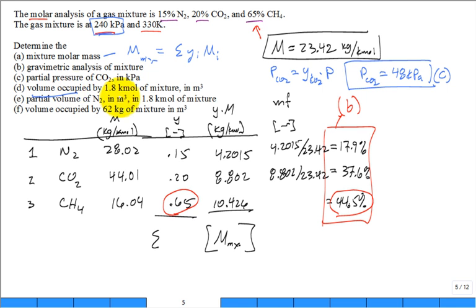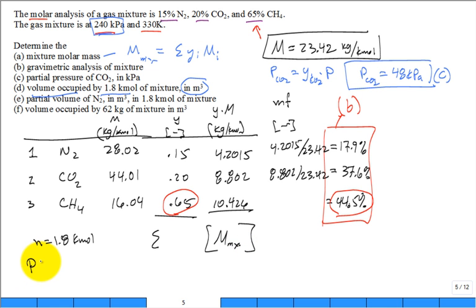Now, the volume occupied, if you had 1.8 kilomoles of the mixture, and they want that volume in units of meter cubed. So I said, I have this much mixture, 1.8 kilomoles of the mixture. What is the volume occupied? There's a couple of ways of doing it, isn't there? But if they've given me N equal to 1.8 kilomole, I already have the molar mass, but I don't really even need that.